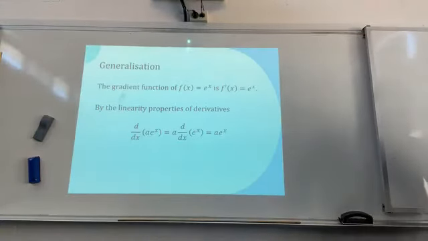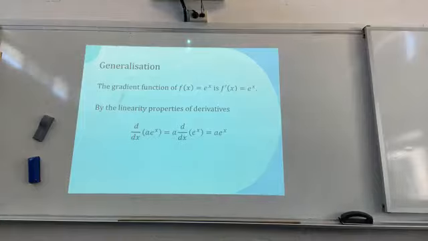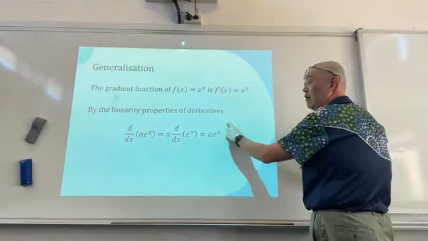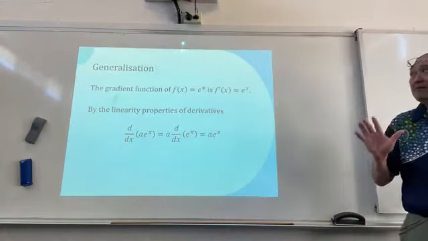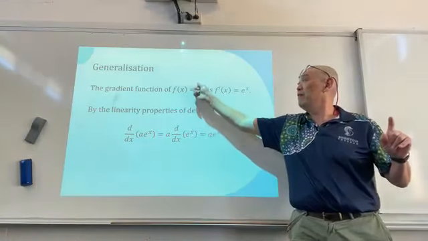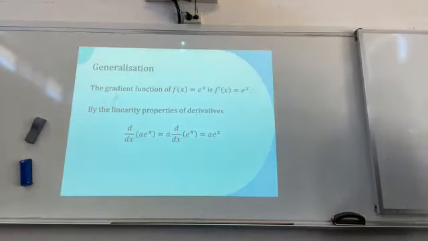So, generalization. The gradient function of f(x) equals e to the power of x is actually the same as itself, e to the power of x. By the linearity properties of derivatives, if I differentiate a e to the power of x, we still get the same thing, a e to the power of x. Happy with that? So basically, you need to know this. The first derivative of e to the power of x is the same as e to the power of x, the same as the function itself.